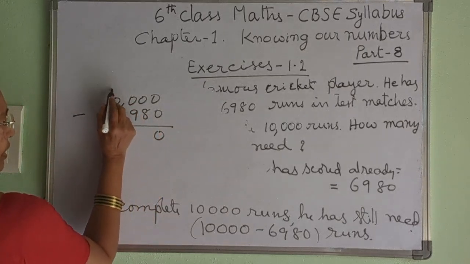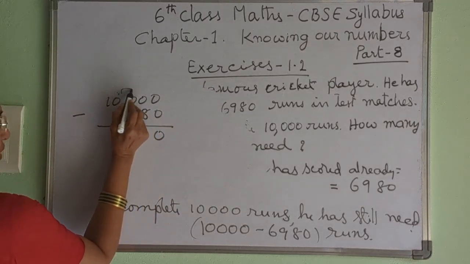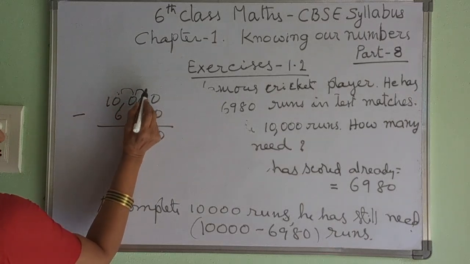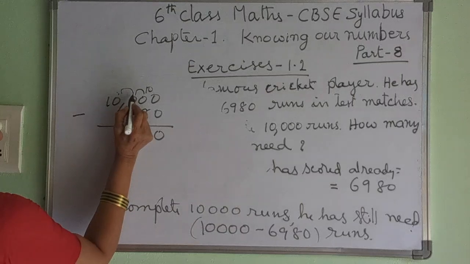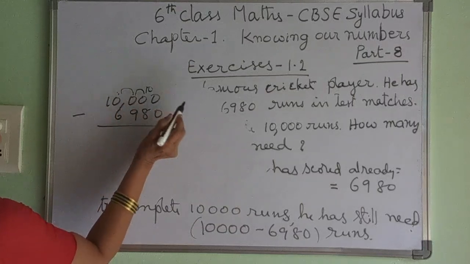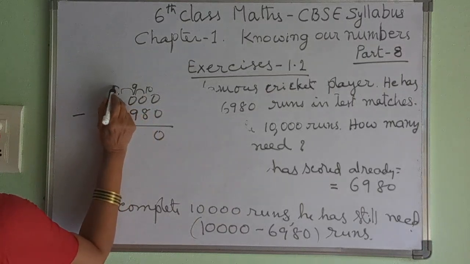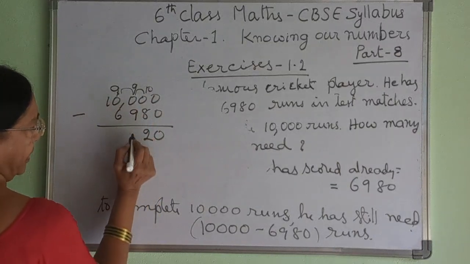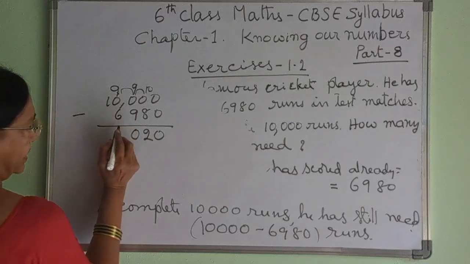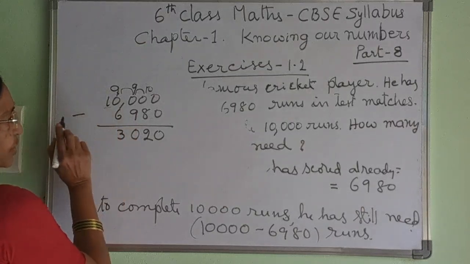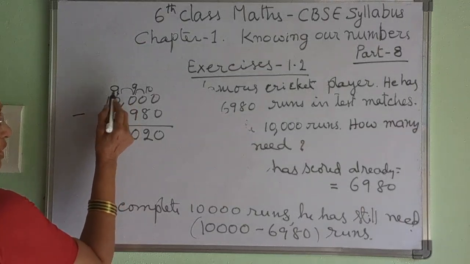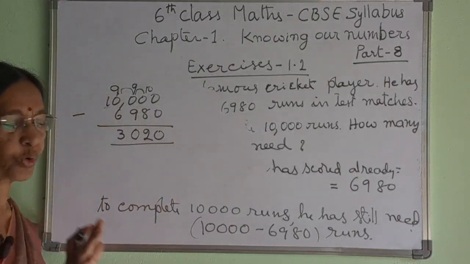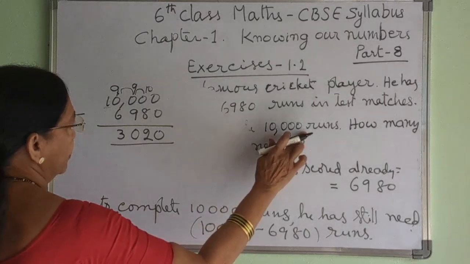Here we will get one number here, it becomes 10. Again we will bring one number here, it becomes 10. Again we will bring one number here, it becomes 10. So in 10 as 1 is taken, 9 remains. Here also 9 remains. So 10 minus 8, 2, 9 minus 9, 0, 9 minus 6, 3. Here it is 0 as we have taken 1 to the next position. Therefore 3020 more runs are needed to complete 10,000 runs.